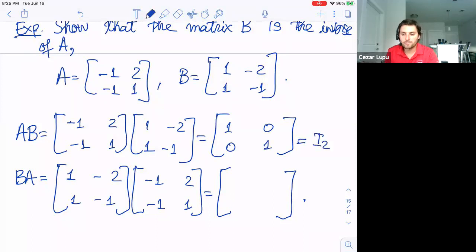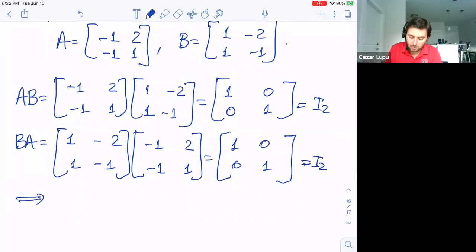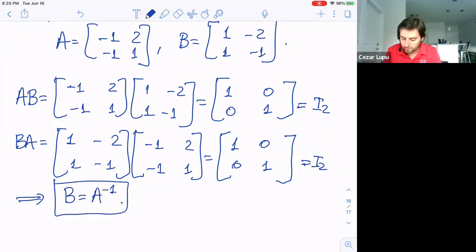And guess what? The same thing will happen when you multiply the other way around, BA, right? So you'll have also 1, 0, 0, 1, which is again the identity. So this implies that B is A inverse. So B is the inverse of A.